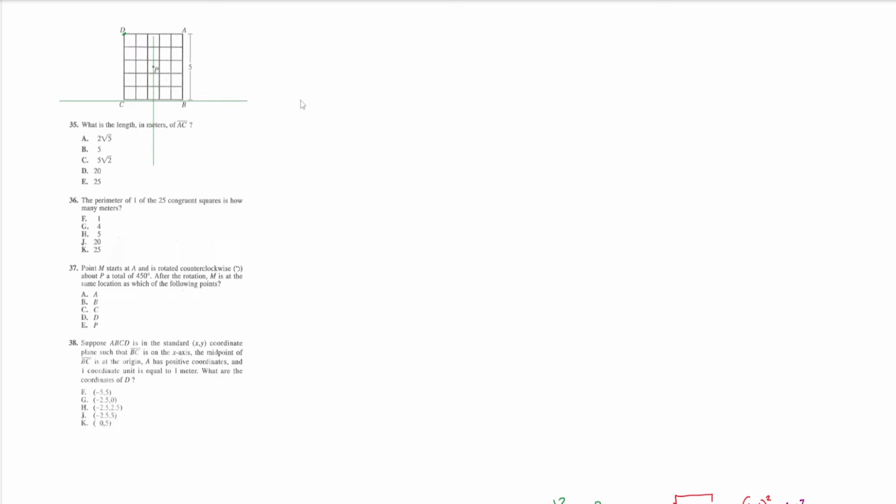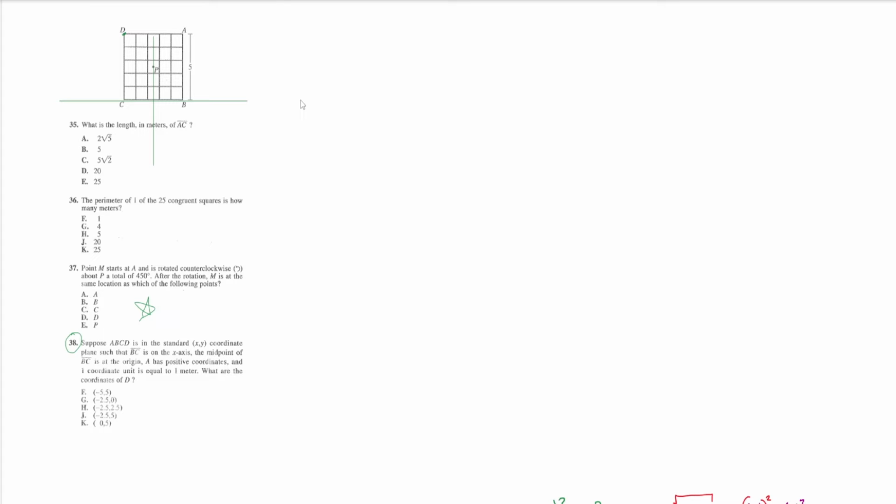Wait, what do you mean by 90 degrees? Oh yeah, sorry. Was this the one that you circled with, or you got wrong? Okay, so let's just take a second here.